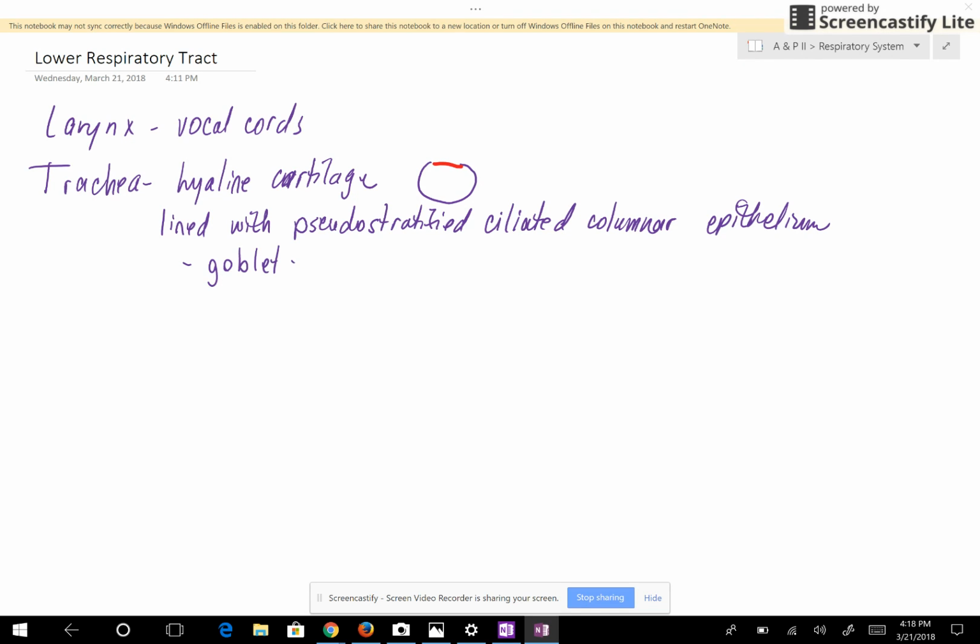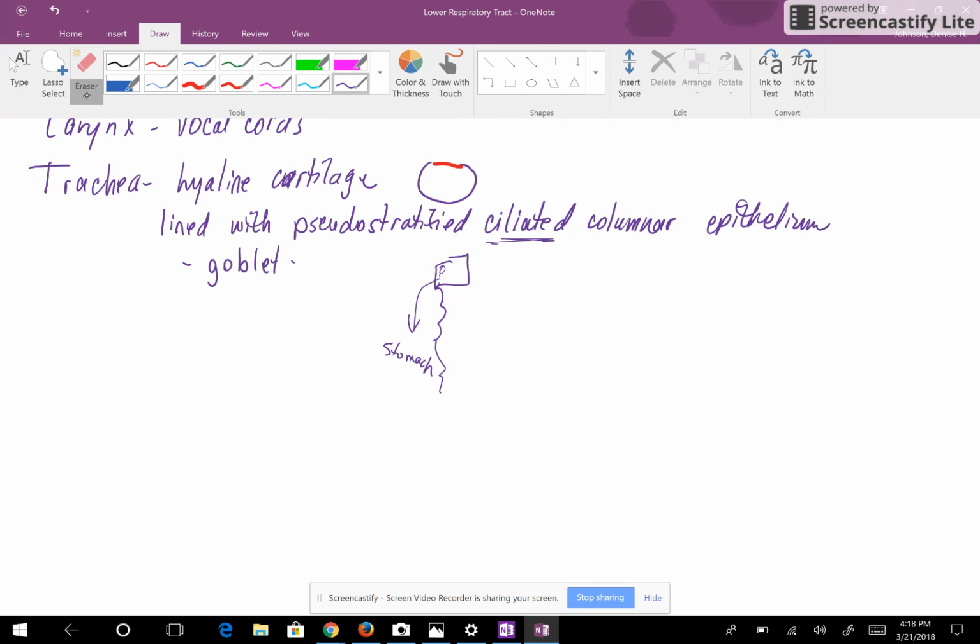The purpose of the goblet cells is that they're going to secrete mucus, and the cilia are going to beat back and forth, and they're going to raise the mucus up the trachea so that it goes into the pharynx region so that it can be swallowed to go into the stomach. So we'll get to that later. That's actually all we have to say about it.